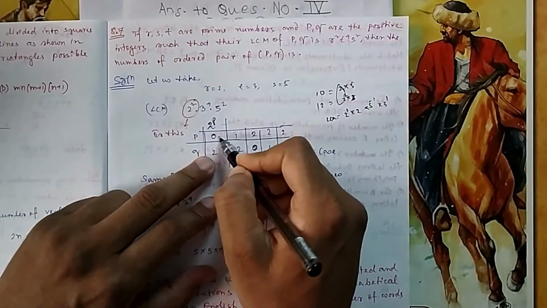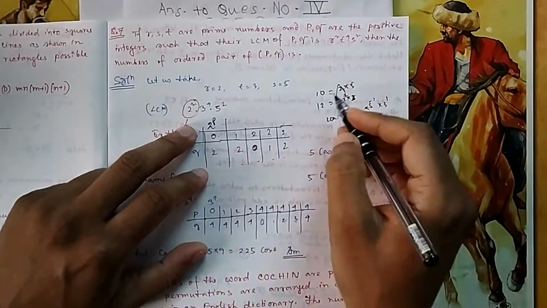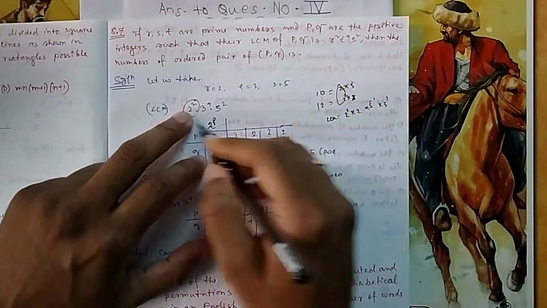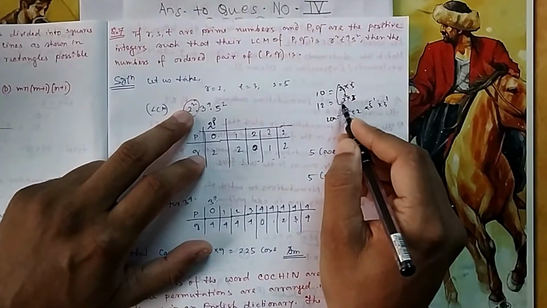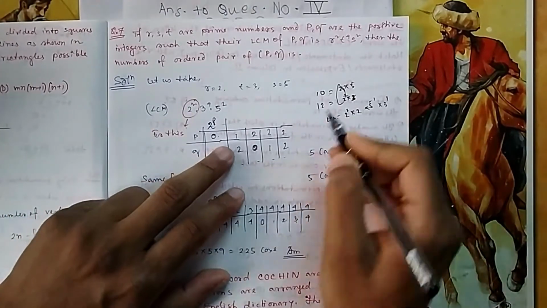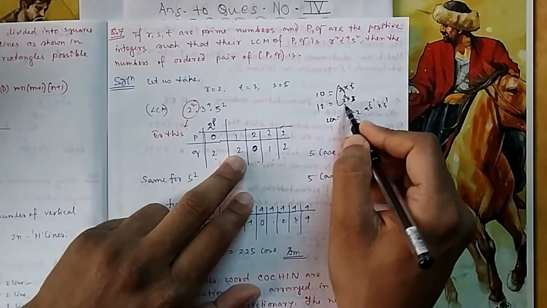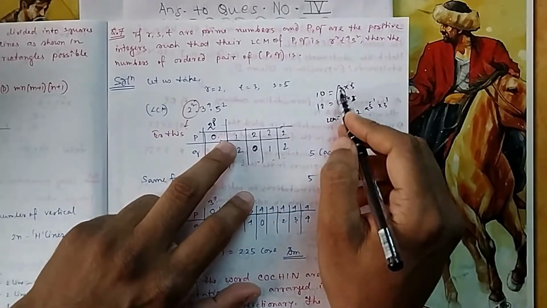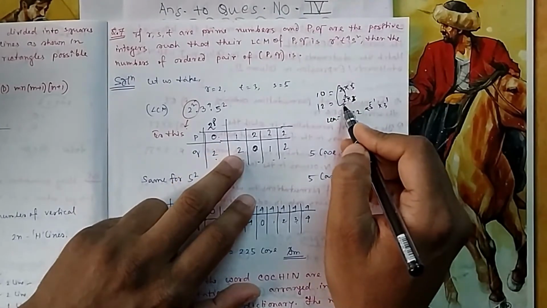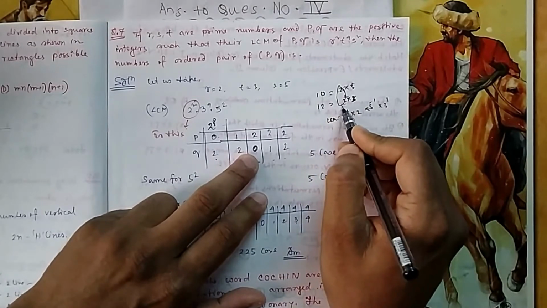Now for P, suppose in 10 there is no 2. Then you need two 2s, so both the 2s should be in 12. That's why it will come in the LCM. If you have one 2, then you can have two 2s here. You should have two 2s, because one 2 will be coming from one, and the extra one should also be in Q. If you have two 2s here, you can have 0 here.